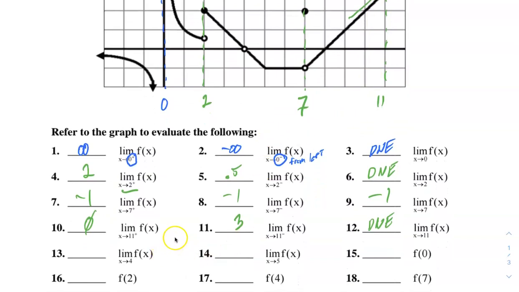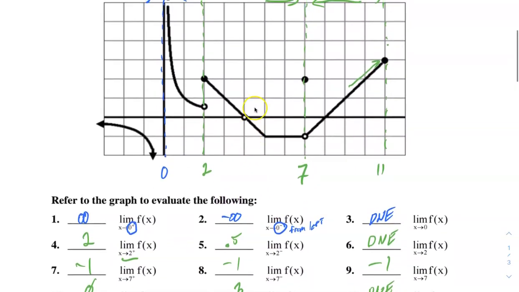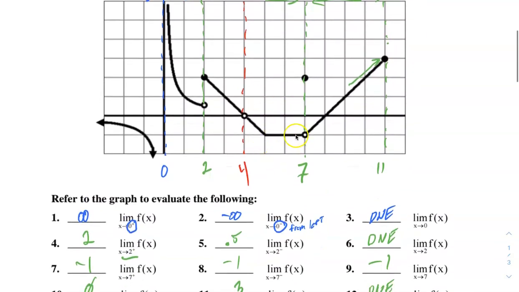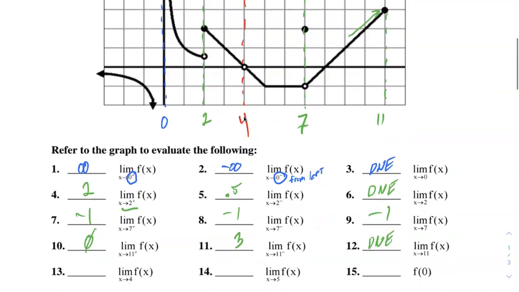Next one is 4. Same question, but at 4. Let me change the color. So 3 here is 4. Hopefully by now you can just see what the limit's going to be. If I look at the limit from the right, it's going to be 0. Limit from the left, it's going to be 0. So it's going to be 0. That wasn't the question, though. The question was, what's the limit as x approaches 4? Well, 0. Both sides are going to 0. Next question, what's the limit as x approaches 5? So 5 is right here.